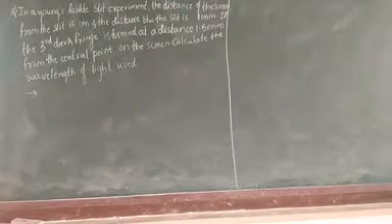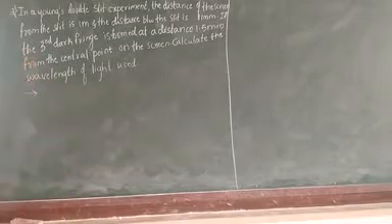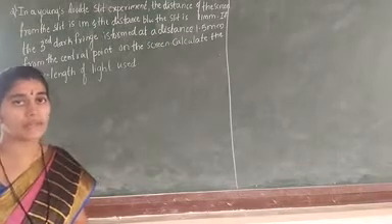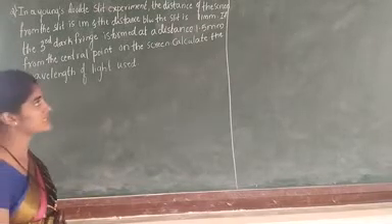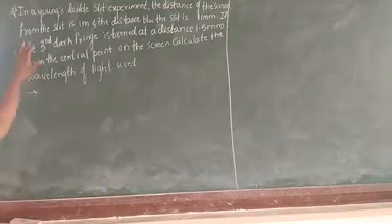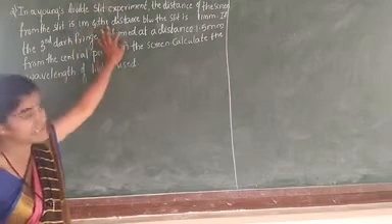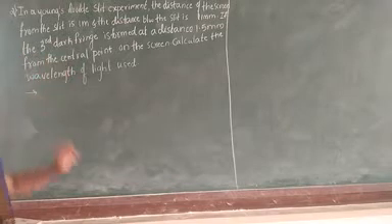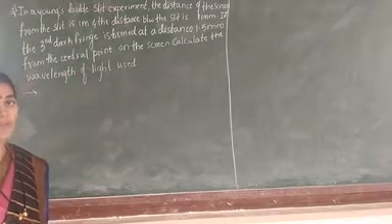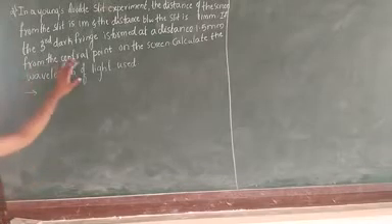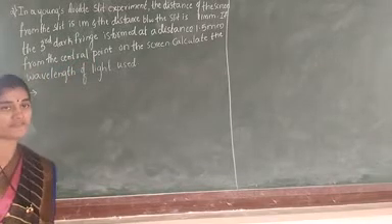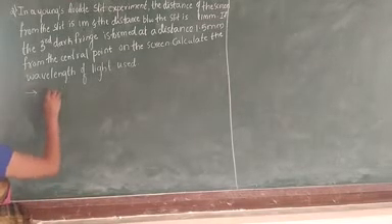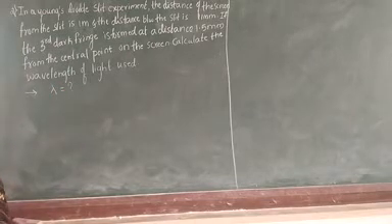Now the next question, the second question. In a Young's double slit experiment, the distance of the screen from the slit is 1 meter and the distance between the slits is 1 millimeter. If the third dark fringe is formed at a distance of 1.5 millimeter from the central point on the screen, calculate the wavelength of the light used. Here we have to find the wavelength of the light used. Lambda is equal to question mark.